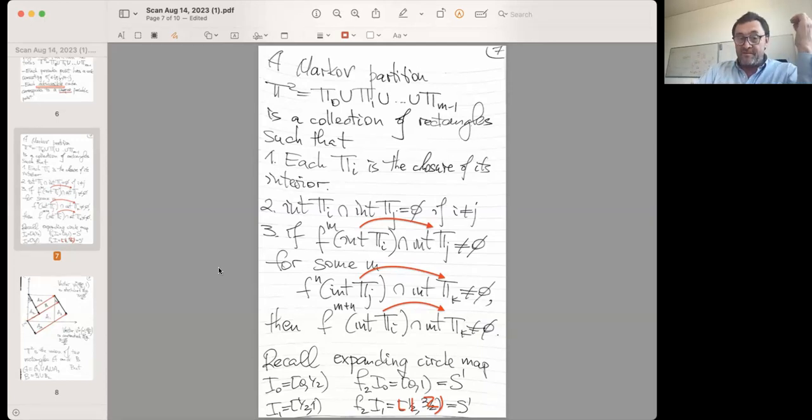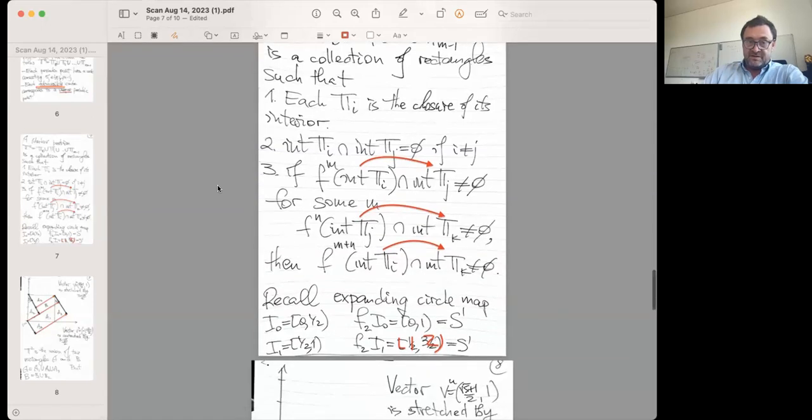Okay, so now someone will give us a knife and we will start cutting the torus. But we need to be careful in the way we cut the torus, because in order to satisfy the consistency condition, you need to be smart. And let's try to be smart with the consistency condition.